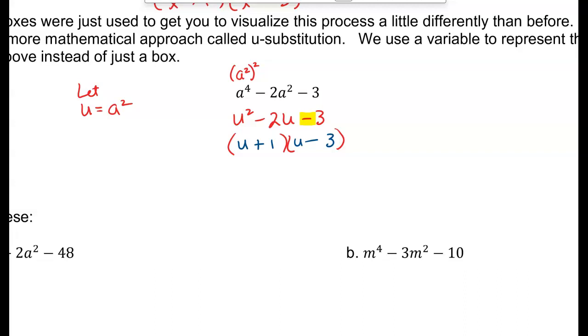My original problem, did it have a u in it? No, I need to have a what in there? A squared. So you plug it back in. You substitute it back in. So you get a squared plus 1 times a squared minus 3. Then ask yourself, have I factored completely? Looking at each term. First one, a squared plus 1. How many terms? Is it a sum or difference of cubes or a difference of squares? So are we done? All right, a squared minus 3. How many terms? Is it a difference of squares or sum or difference of cubes?